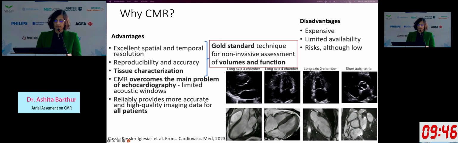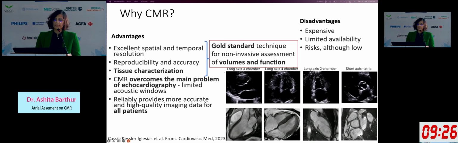As we all know and we've seen in this whole conference, cardiac MRI has excellent spatial and temporal resolution, reproducibility and accuracy, and tissue characterization, all of which make it the gold standard technique for non-invasive assessment of not just ventricular assessment, but also for atrial volume and function assessment.